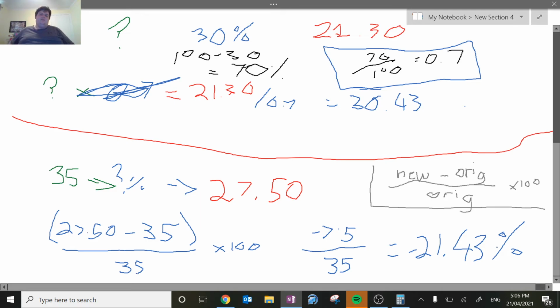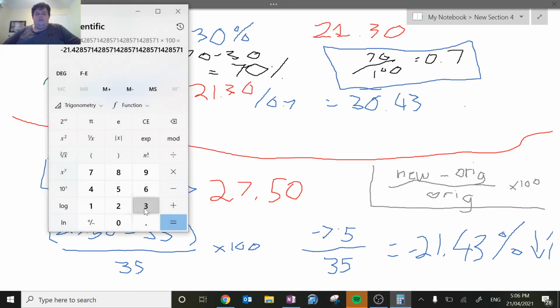Well, the reason that we've set up the formula like this is, in this case, a negative percent indicates that there was a price discount. If it was a positive number, it would suggest there was a price increase. In this case, there has been a discount of 21.43%, which has changed our 35 by this amount to equal 27.50.